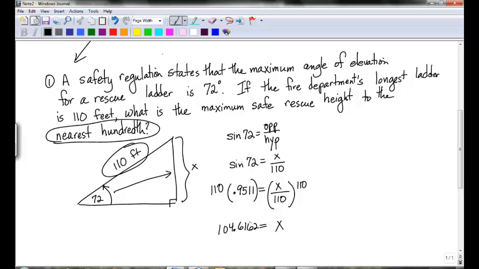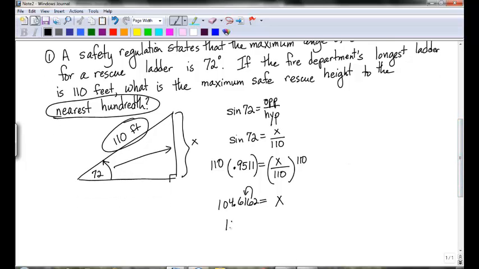So you look at the thousandth. You don't start all the way over at the right. You start at the decimal right next to it. That's 5 or greater, so we're going to round it up. 104.62, and that would be in feet. Okay, and that's your final answer.